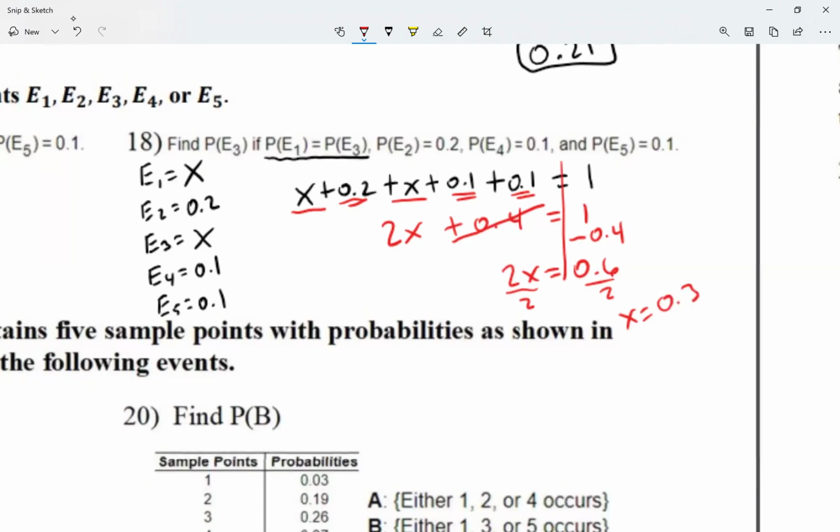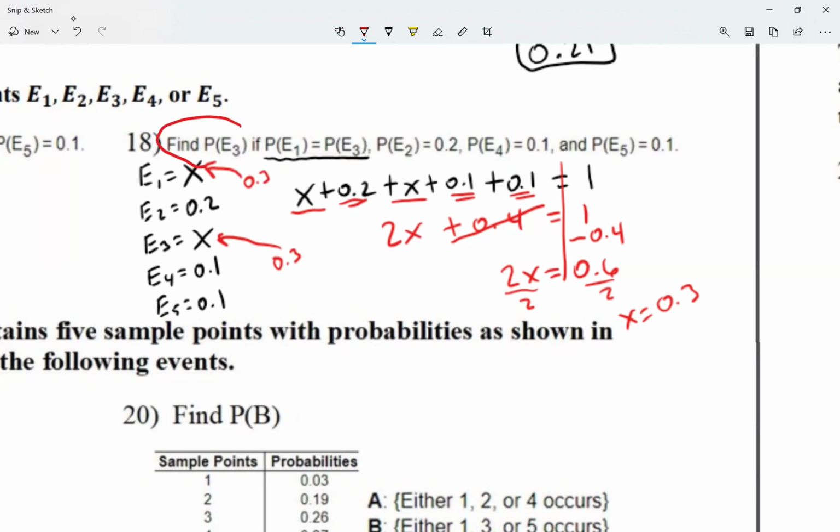Okay, so what does x mean? Probability that E3 is 0.3. Probability that I get E1 is 0.3. My question was, find the probability that we get E3. Oof, that was not that bad.